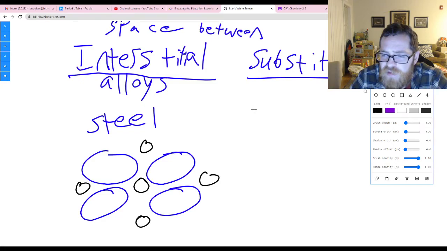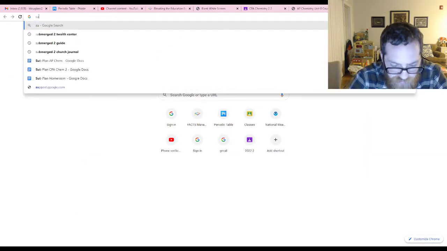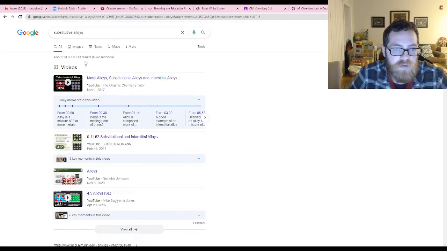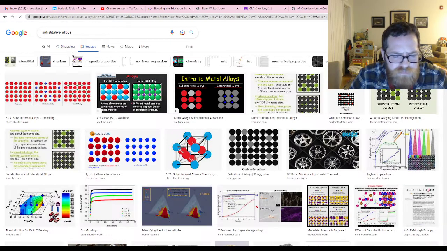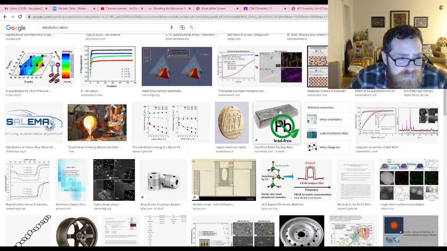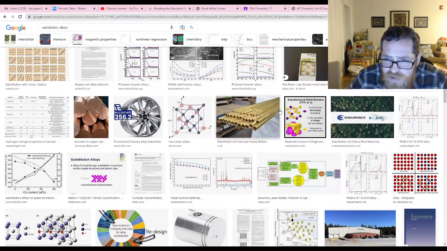Substitutive alloys come from metals that are similar in size. We can look up just to show you an example of this. Sorry, substitutional, not substitution. It should be a good example of an actual one here, and not just images, though. It's going to be things that are typically larger. I believe brass is a good example of this.